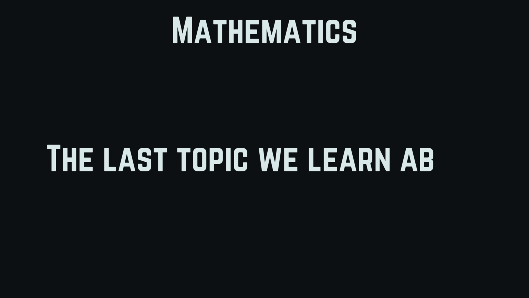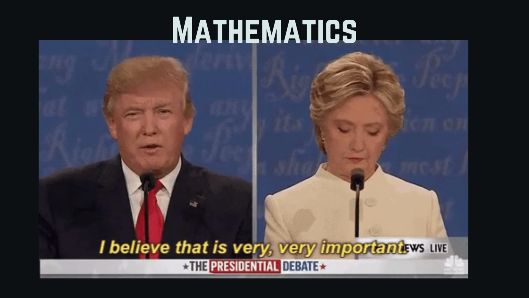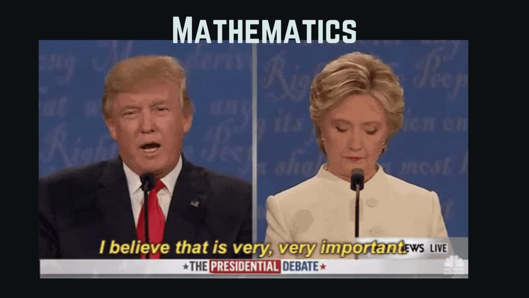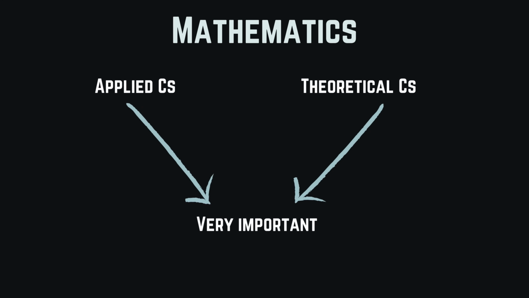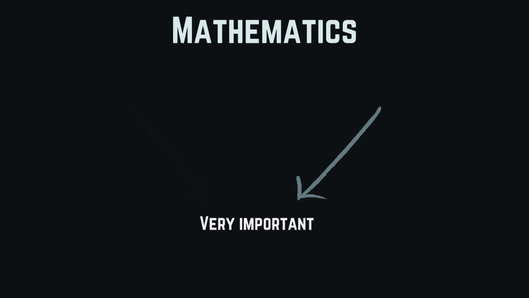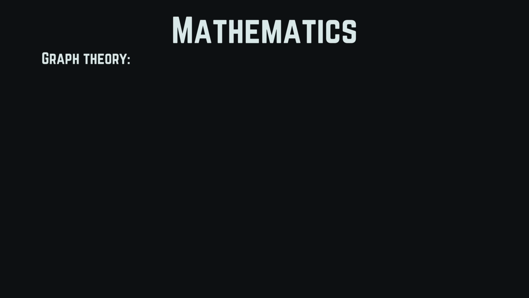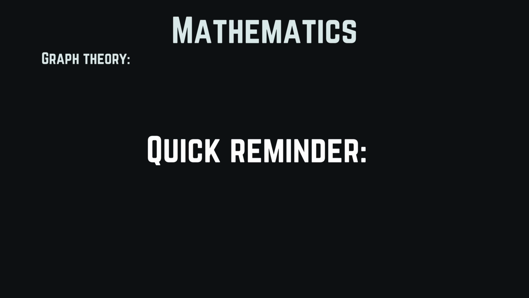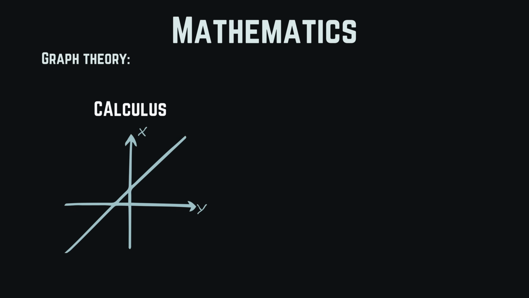The last topic we learn about in discrete math is also one of the most important topics for computer science, no matter if for applied computer science or theoretical computer science. It's called graph theory. Graphs again? Well, these graphs are different from the graphs we learned about in calculus.